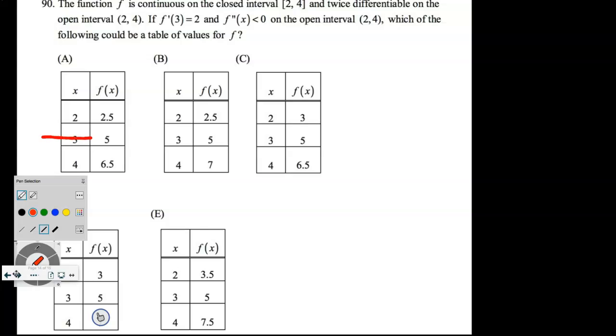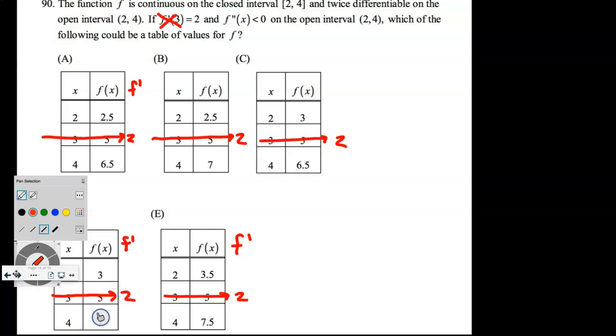It's telling me that the derivative at 3 is 2. So I'm going to go here. The derivative there is 2. The derivative here is 2. The derivative here is 2. Notice how I piece apart the information. And if it's a graph, I put it on a graph. If it's a table, I put it on a table. I know that my derivative at 3 has to equal 2. That's what this is telling me.